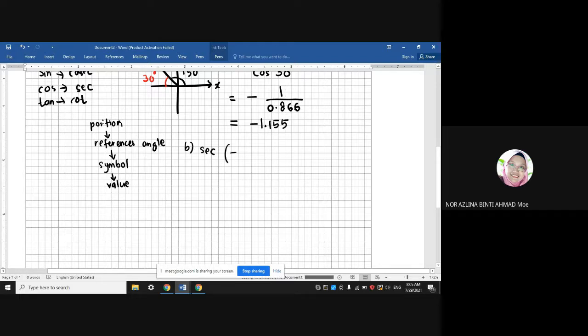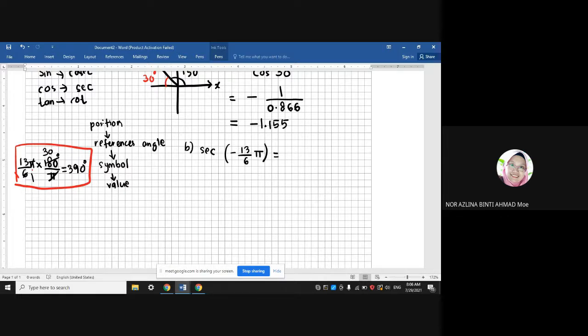Secant, negative 13 over 6 pi. Okay, susah. Kalau dalam pi ni mungkin ada yang macam tak berapa tahu dia punya kedudukan. Jangan risau. Awak tukarkan saja 13/6 pi ini kepada degree. So darab 180 over pi. So ni darab, ni 6, ni 30. So jawapan akhir ini adalah 390 darjah. Okay, tukarkan dalam degree. So dah tukar dalam degree, kita senang, kita tahu di mana kedudukan dia. Okay, hati-hati dengan dia punya positif negatif, ini negatif angle. So tadi 390 darjah. Negatif angle.